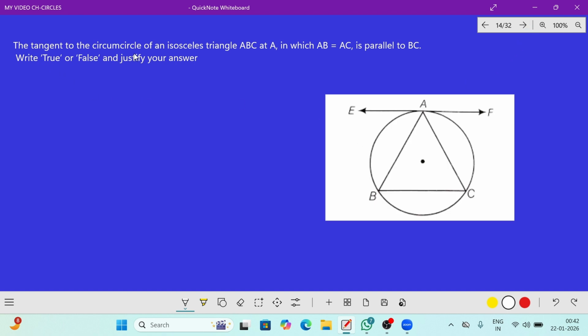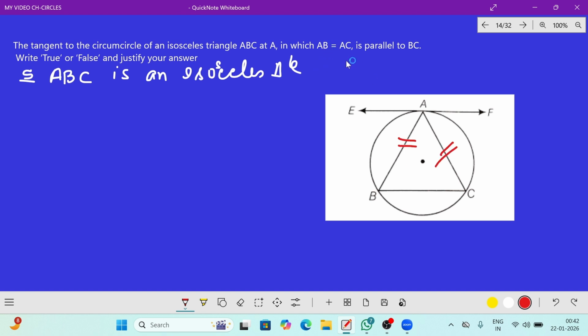See in this, the tangent to the circumcircle of an isosceles triangle. So how will we write now? ABC is an isosceles triangle. You know what an isosceles triangle is? These two sides are equal. Which are the two sides equal in an isosceles triangle? These two sides are equal. Given AB is equal to AC. You have to show that the tangent to this triangle at the point A is parallel to BC. You have to show that this tangent is parallel to BC.